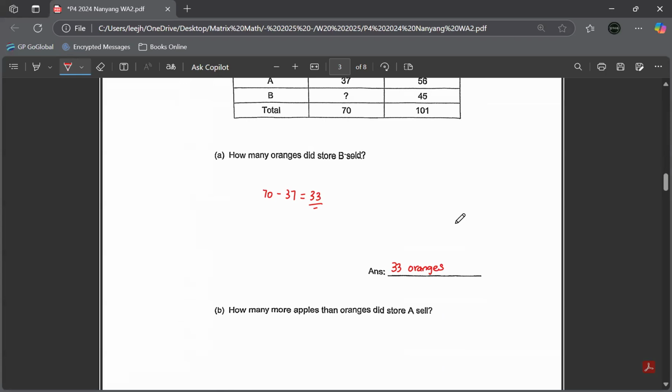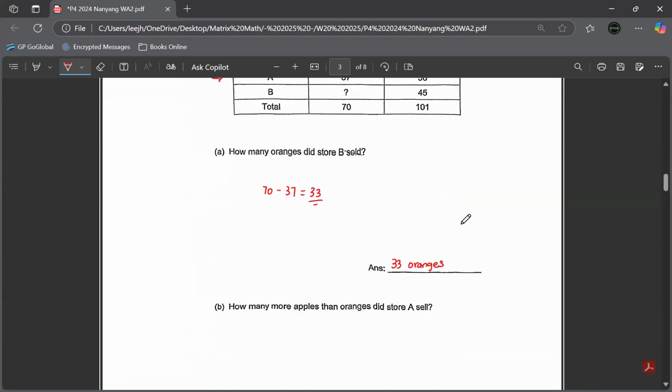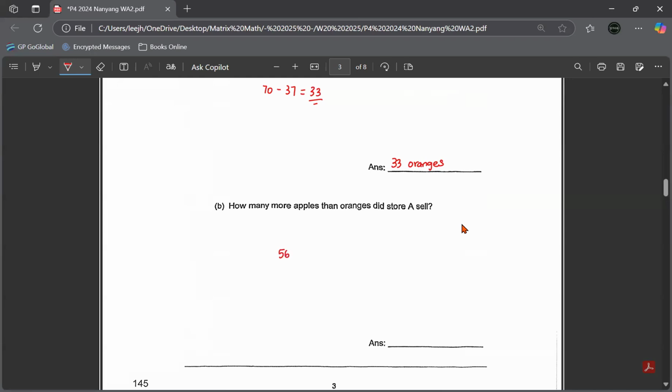B is asking us how many more apples than oranges did store A sell? So we are looking at store A. Store A is here. I want to compare the number of apples and oranges in store A only. Oranges we have 37, apples we have 56. So find the difference between them. 56 minus 37. Your answer is 19 more. You can just write 19 more apples. That's your answer. Okay.